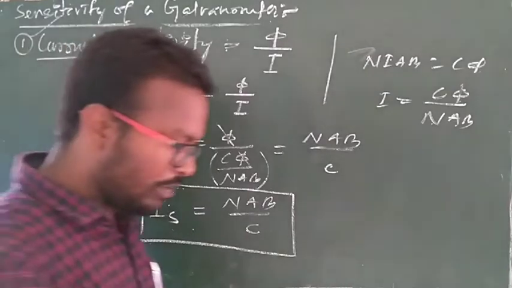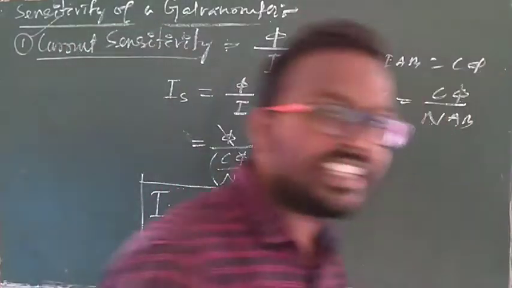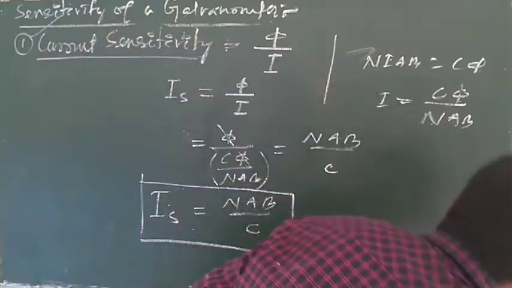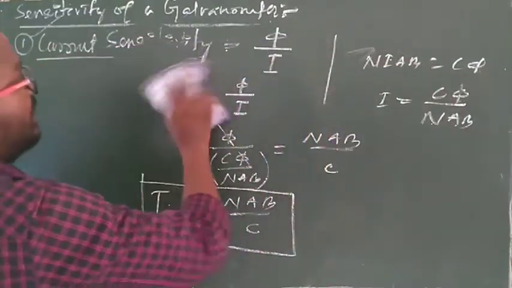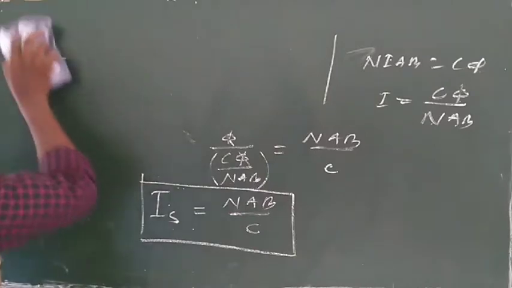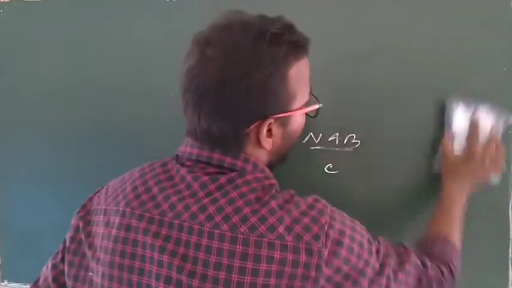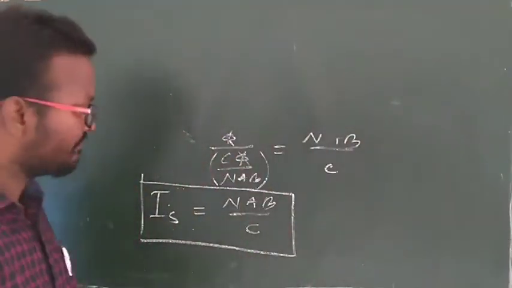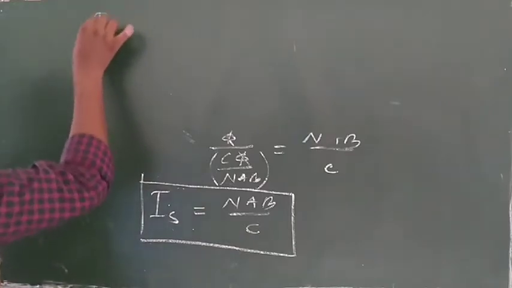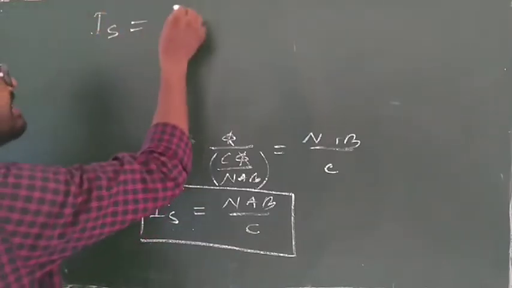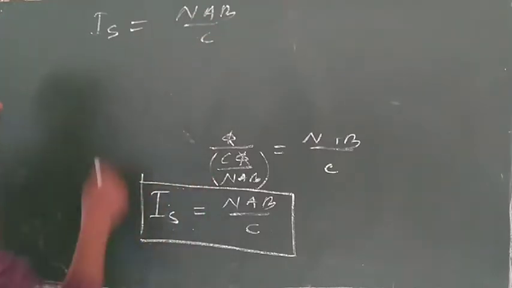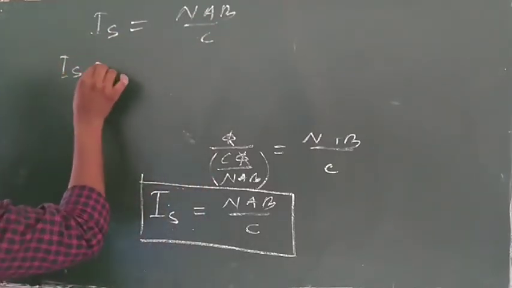Clear? Okay. Now, can we increase the sensitivity of a galvanometer? What are the factors which the sensitivity of a galvanometer depends on, or how can we increase the sensitivity of a galvanometer? How can we make a good sensitive galvanometer? This is sensitivity of current. This current sensitivity, IS, equals NAB by C. IS increases.